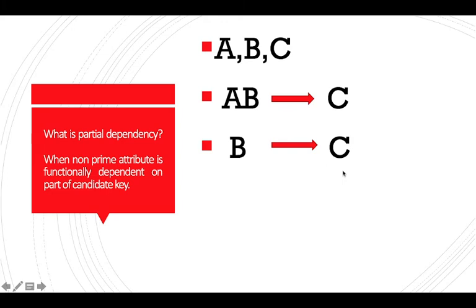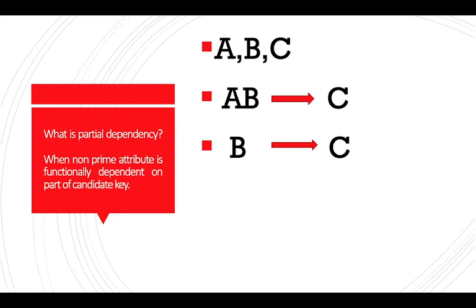Now this is what you call partial dependency, because part of my key is giving me a non-prime attribute, and we don't want that. Why? Because this is the reason why we face the problem of data redundancy. We get repeated values in a table because of this partial dependency. When AB is giving me C, or when B is directly giving me C, why do we need this grouping, or why do we need B individually, right? We don't want this concept of partial dependency in our relations.